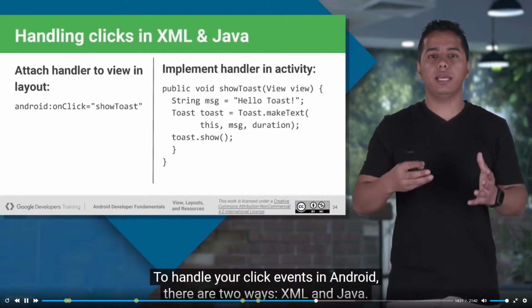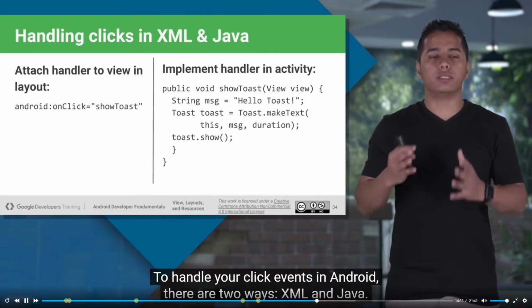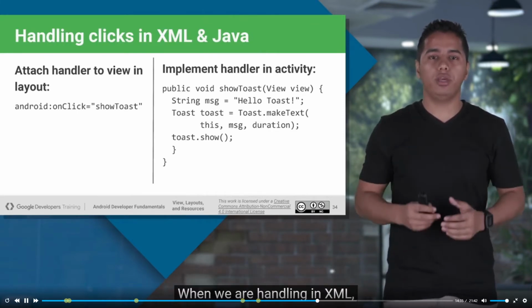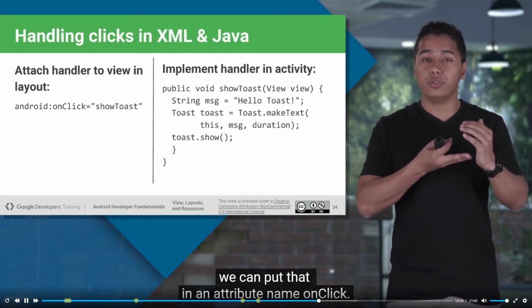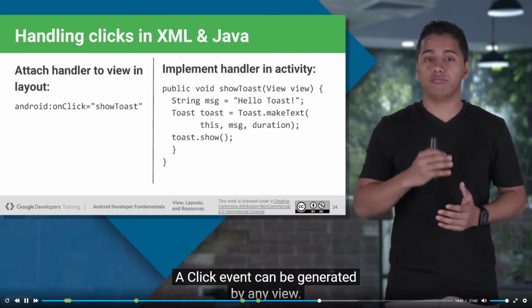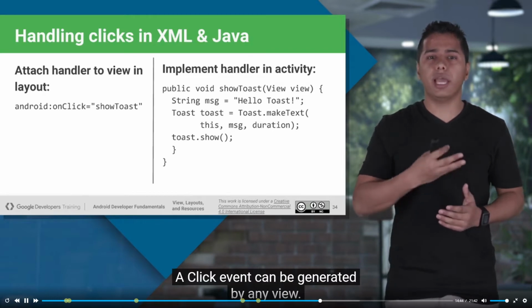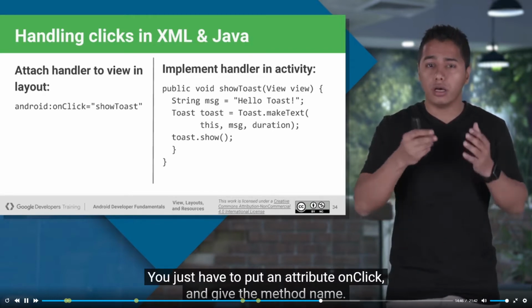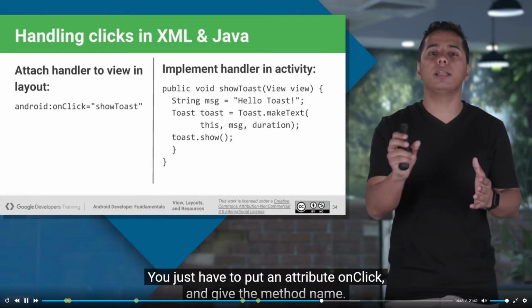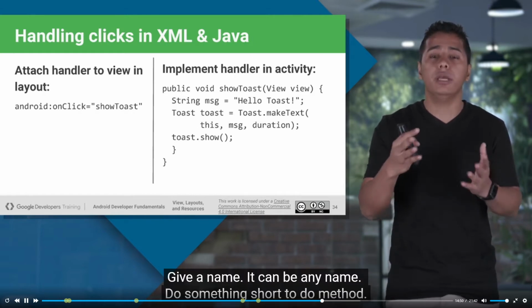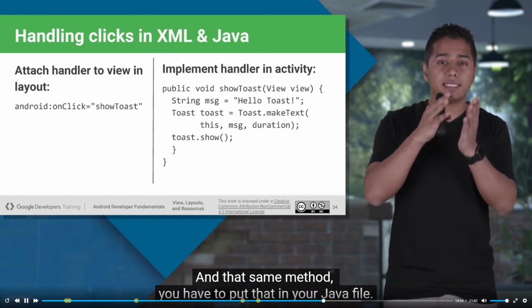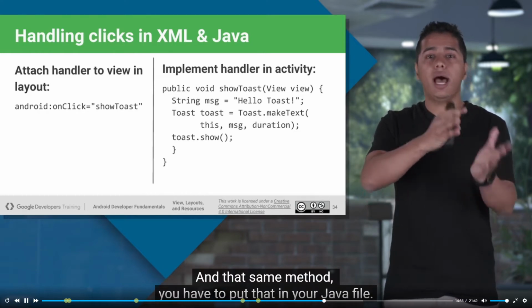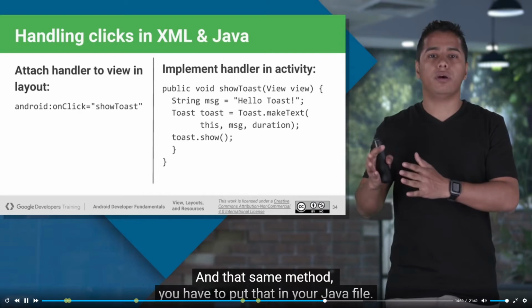To handle click events in Android, there are two ways, XML and Java. When handling in XML, we can put that in an attribute named onClick. A click event can be generated by any view. So you just have to put the attribute onClick and give the method name. It can be any name, like do something, show toast, do message, and then that same method you have to put in your Java file.